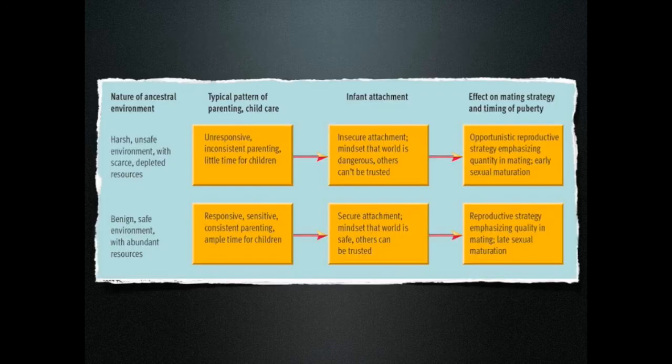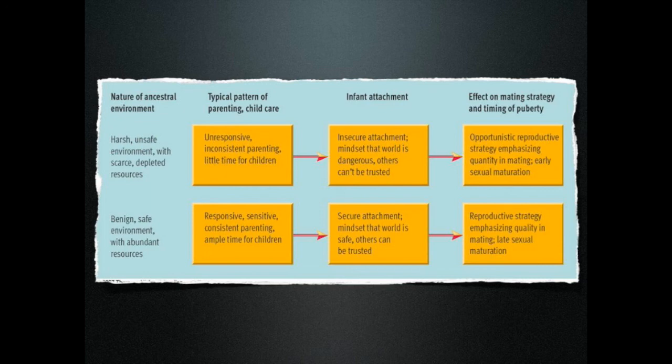So because of that, we look at unresponsive and responsive parenting. The unresponsive parent is the wire monkey that just gives the child food. It's inconsistent parenting, little time for the children, and we know that there's some effects that can happen.